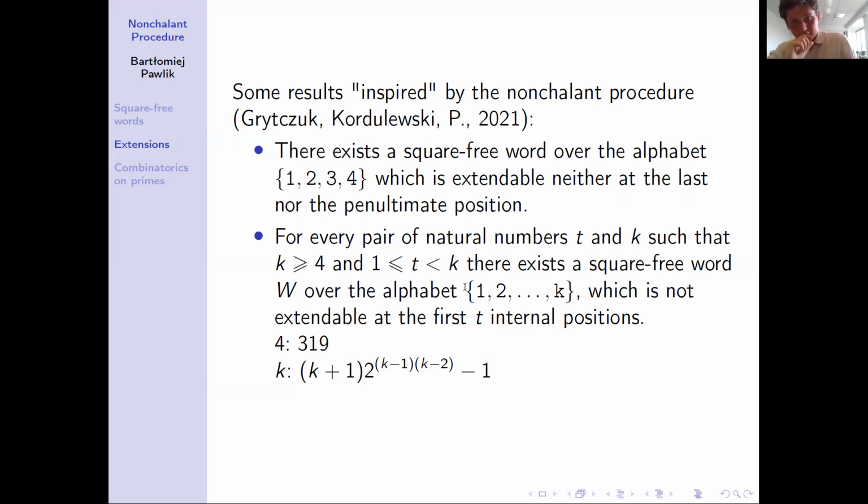And more generally, if we have an alphabet with k elements, then the length of the word is k times 2 to the power of k squared. So these are big words, as we can see.